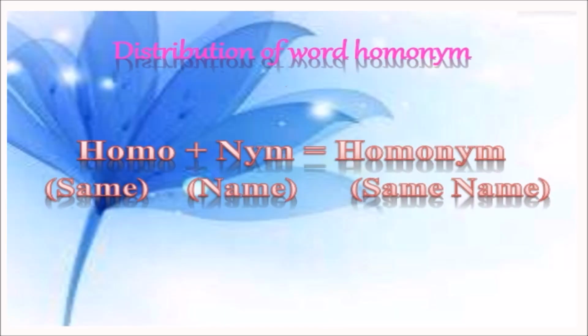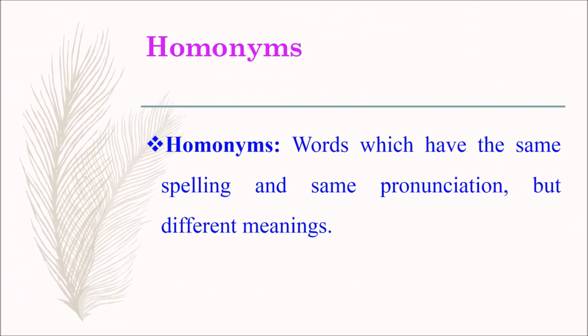Next we are going to revise homonym. Homonym is made of two words, homo plus nym. Homo means same, nym means name. Combining them, it becomes words having same names. So what is meant by homonyms? Words which have the same spelling and same pronunciation but different meanings.